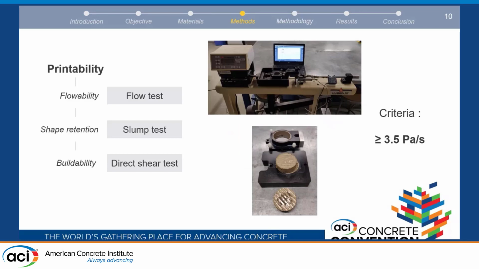Finally, for the buildability, we use the direct shear test at 30 minutes and 60 minutes. And through a regression with the results of the shear test, we get a linear structuration rate named Athix. And we set this criterion at 3.5 pascals per second. Note that this is an arbitrary criterion. We just wanted an elevation of 0.5 meters at 30 minutes and 1 meter at 60 minutes, with a 2 meter contour length.